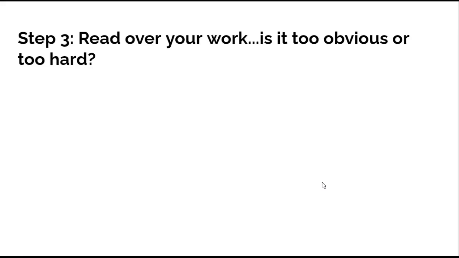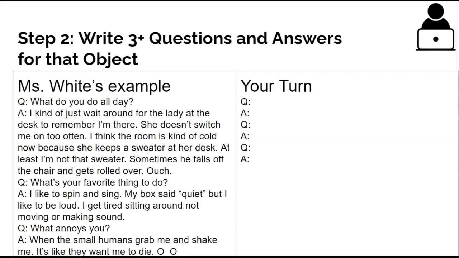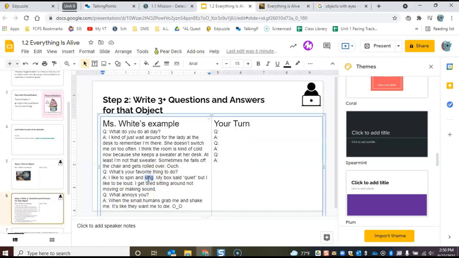After that, you're going to read over your work. Is it too obvious or too hard? Pretend you're reading about a tooth, and it says, being inside somebody's mouth, being hard and white, and what they chew on, it really isn't that fun. Okay, that's too obvious because it's obvious that you're a tooth. I think that maybe mine's too hard. I think maybe this word sing is too confusing, so I'm going to change it to hum, because fans hum. My box said quiet, but I like to be loud. Okay, I think that it's hard, but maybe not too hard.